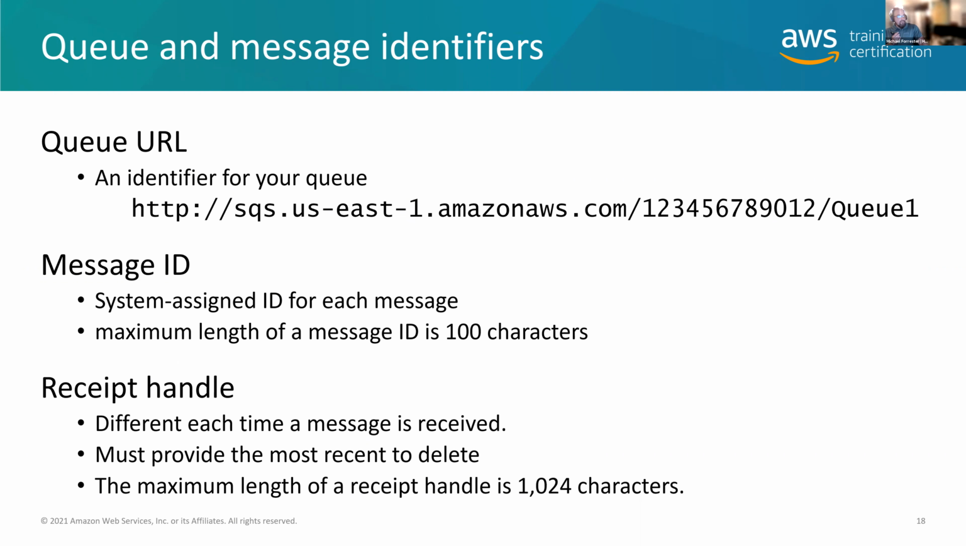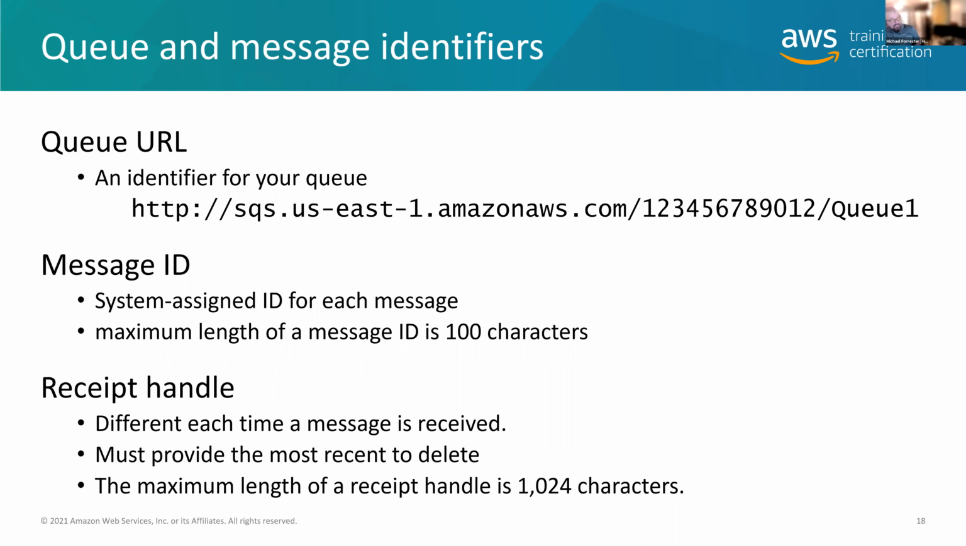For each message that you submit to a queue, it will assign a system ID in the send message response. So when you send a message in, it returns a system-assigned ID in case you need to identify a message. It allows you to identify messages that you've submitted. The maximum length for a message ID is 100 characters.